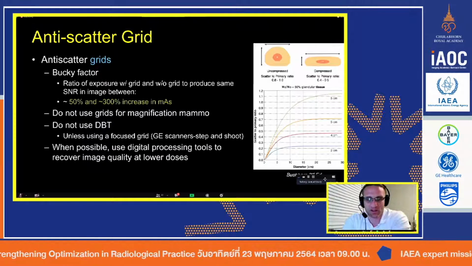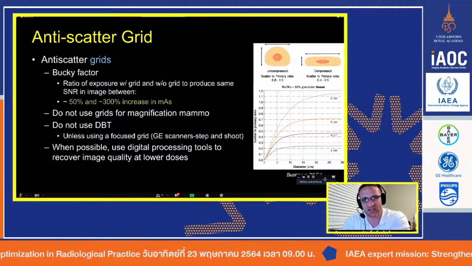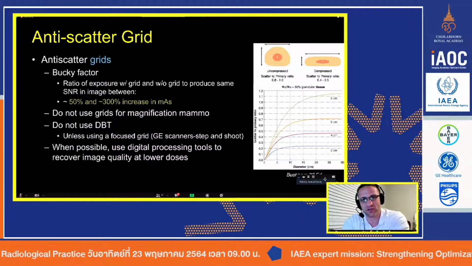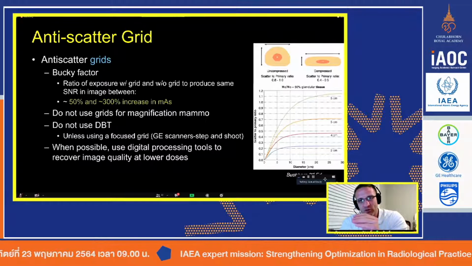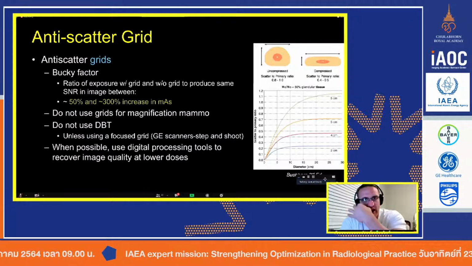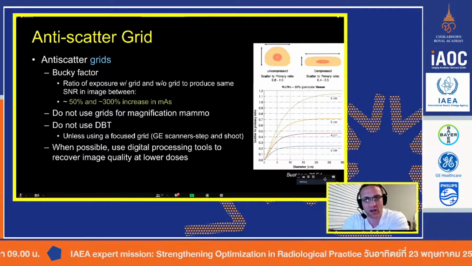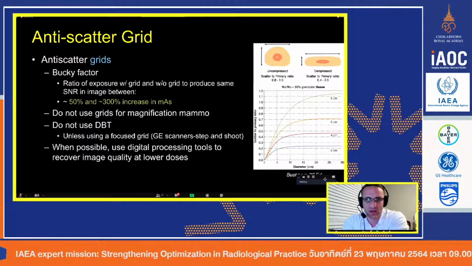So when possible, if the image comes across and it looks just a little grainy or it doesn't look as good as you want it, use imaging, the digital post-processing tools, to try to enhance the contrast, enhance the image quality before you retake the image.